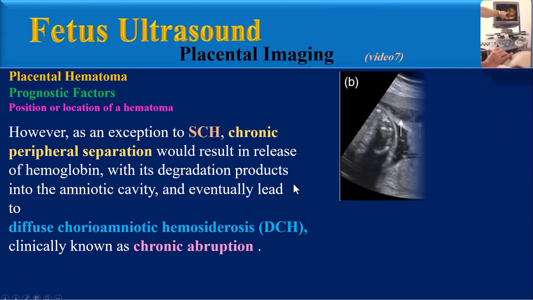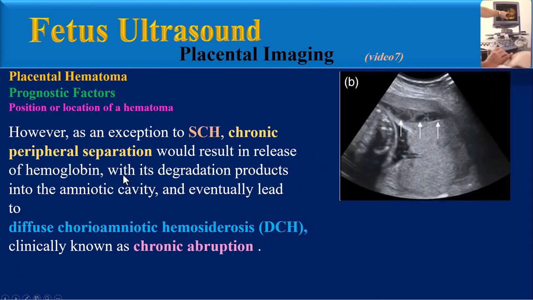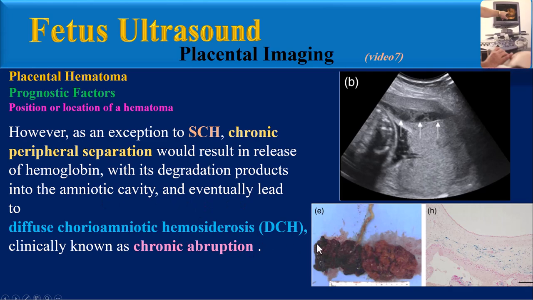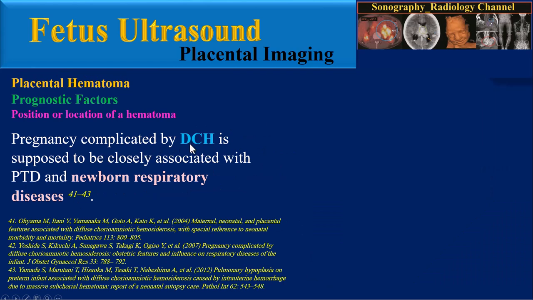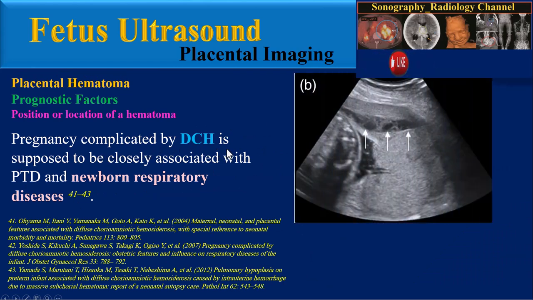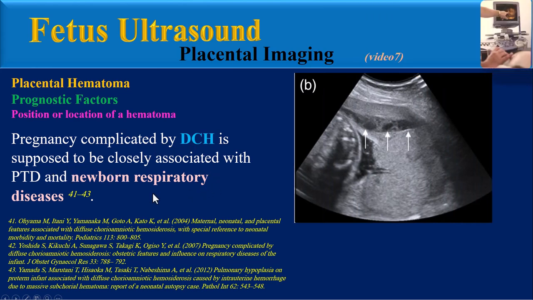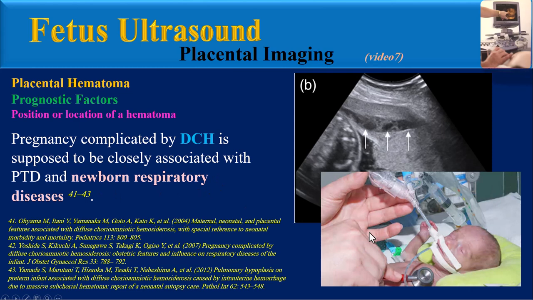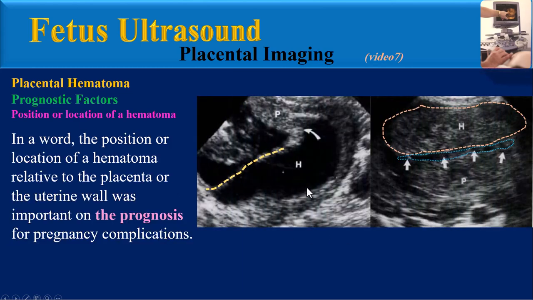However, as an exception to subchorionic hematoma, chorionic peripheral separation would result in release of hemoglobin with its degradation products into the amniotic cavity and eventually lead to diffuse chorioamniotic hemosiderosis, clinically known as chorionic abruption. Pregnancy complicated by diffuse chorioamniotic hemosiderosis is supposed to be closely associated with preterm delivery and newborn respiratory distress. In a word, the position or location of a hematoma relative to the placenta or the uterine wall was important on the prognosis for pregnancy complications.